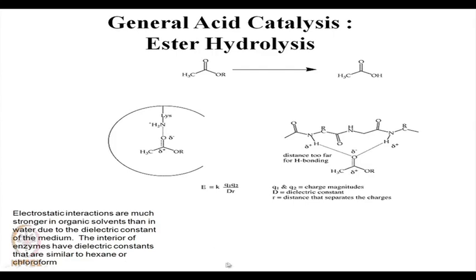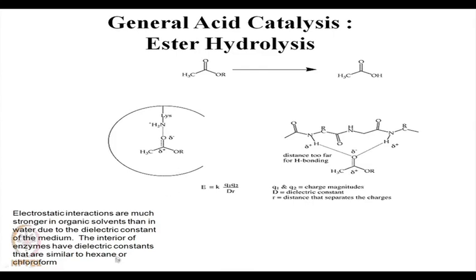So, you see that the electrostatic energy is Q1 Q2 by epsilon R. When the dielectric constant is less, the interaction energy is more. Interaction energy being more means tighter binding. So, tighter interaction, because of electrostatic interaction, and since the dielectric constant is less, it is tightly bound, and then the reaction will take place.